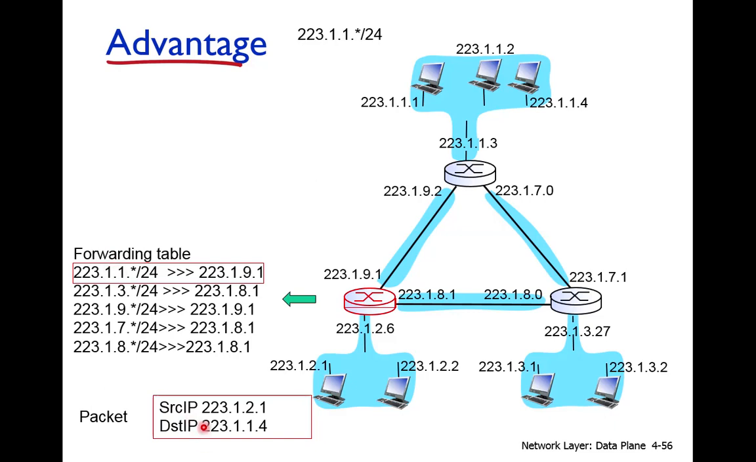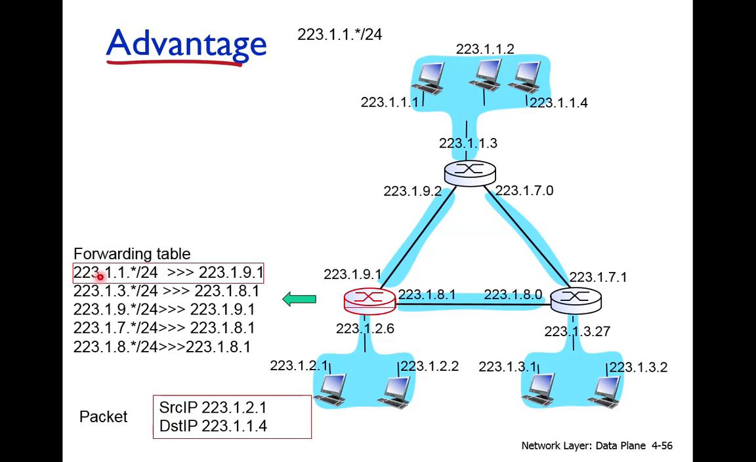Okay, so when this packet arrives at the router, the router will match it with these entries. You can see that 223 is present in each and every entry in this router. So the first byte is common in all entries. Now the next byte will be checked. The next byte is 1, which is also common in all entries, so all entries match. Next we will match the third byte. The third byte is 1, which is present only in this entry, not in the others.